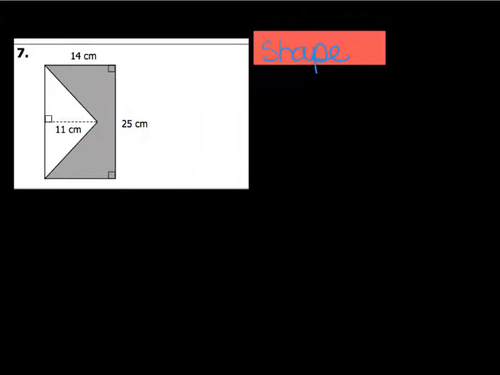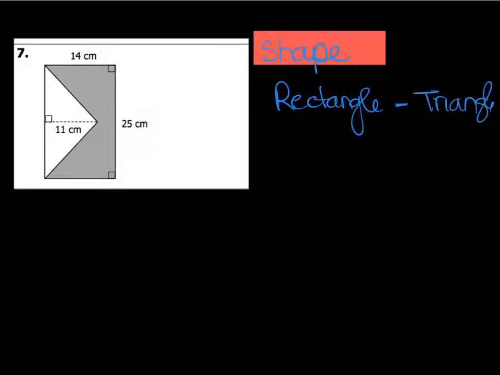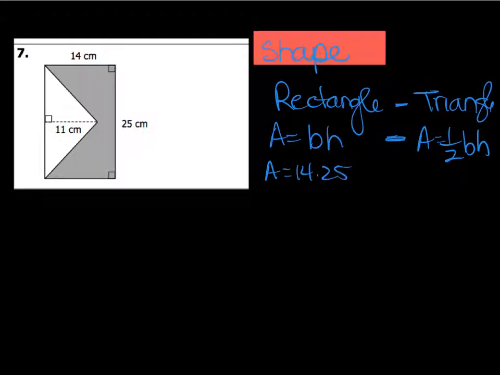All right, so we're going to look at the shape. So our big shape is the rectangle. So that's the entire shape, or the whole. And we're going to subtract the smaller shape, which is a triangle. So let's write down the formulas. For a rectangle, it's base times height. And for a triangle, the area is equal to 1/2 base times height. So for the rectangle, we go with 14 times 25.